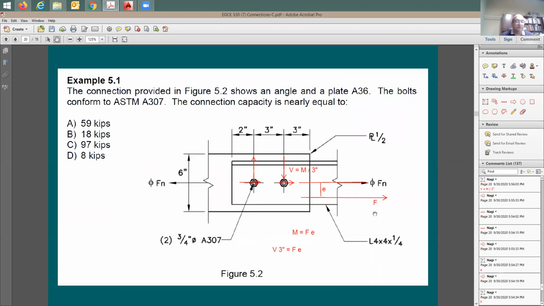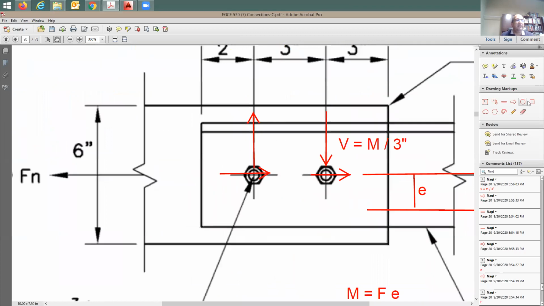Now we have here 2 forces applied on each bolt. I'm going to be taking this bolt here to do my analysis on. This force here is going to be equal to V, the vertical force, and this force is going to be equal to H. So what is the force H?